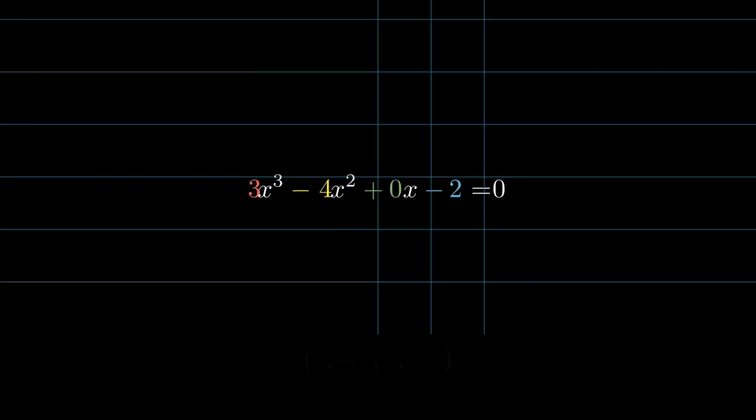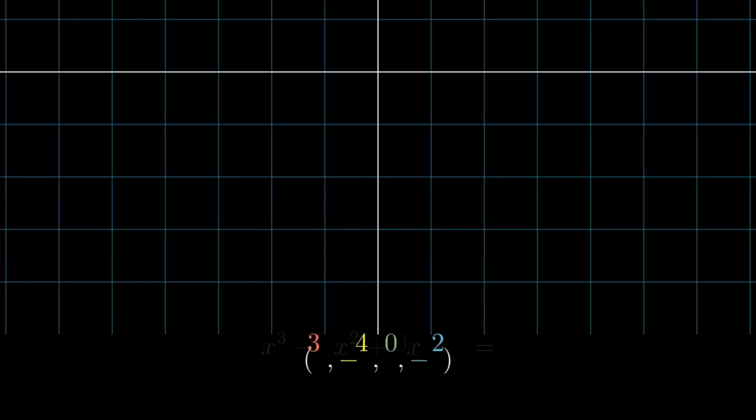For example, with the equation 3x cubed minus 4x squared plus 0x minus 2 equals 0, take out 3, negative 4, 0, and negative 2. Start from the origin. Draw a line going right with the length of the first term 3. Then turn 90 degrees counterclockwise, facing up. Go negative 4 units, which means down 4 units.